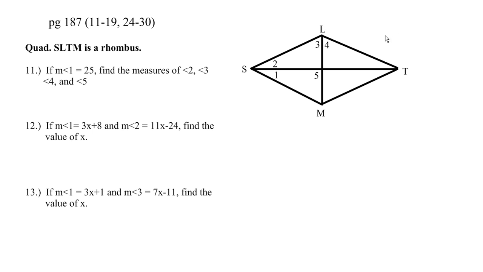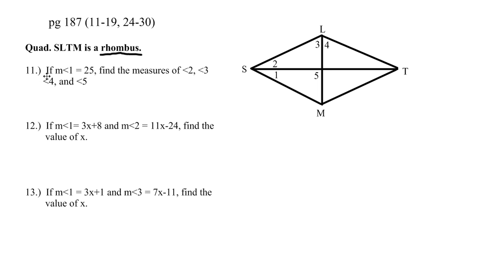What we're looking at now are the solutions to page 187, 11 through 19, and 24 through 30. And we'll get through as many of these as we can in the time allotted. First, the first couple problems, we have quadrilateral SLTM is a rhombus. Now, it's very important to read directions. When we have a rhombus, there's a whole lot of information that goes along with that.